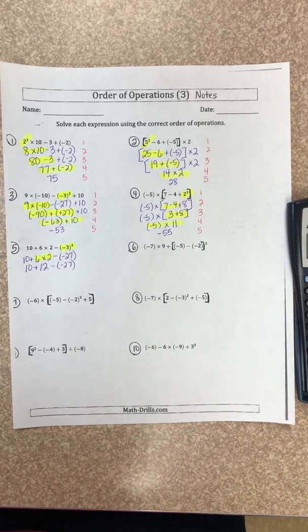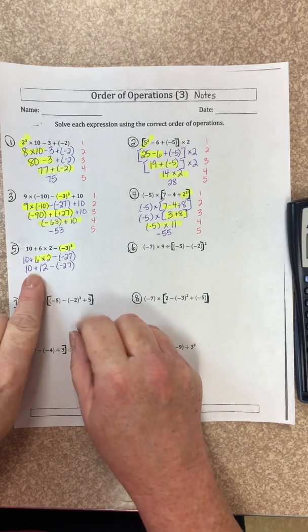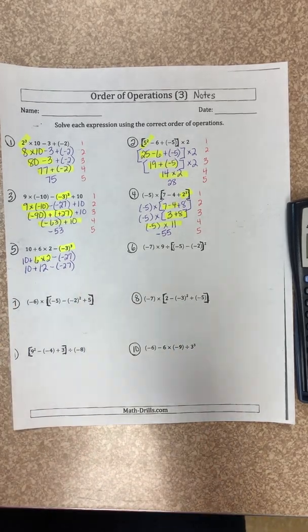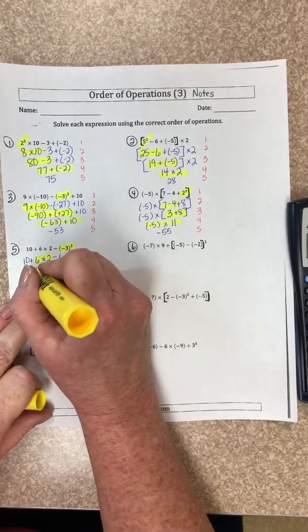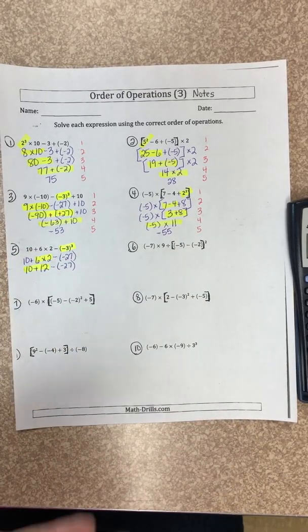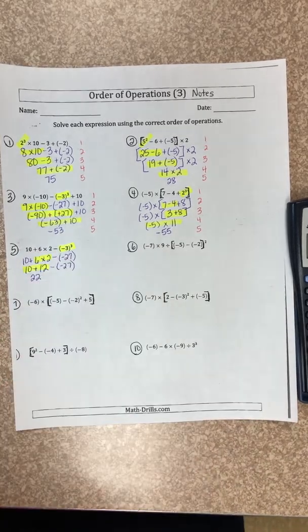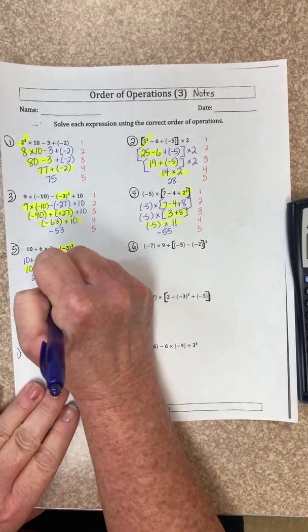All right, let's go through the steps again. Step 1, grouping symbols? No. Step 2, exponents or roots? No. Step 3, multiplication or division? No. Step 4, addition and subtraction? Yes, I have addition and subtraction. But in step 4, we work left to right. So I'm going to highlight 10 plus 12, which is 22. Now let's bring everything else down.